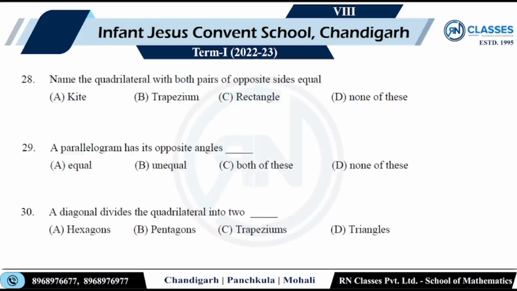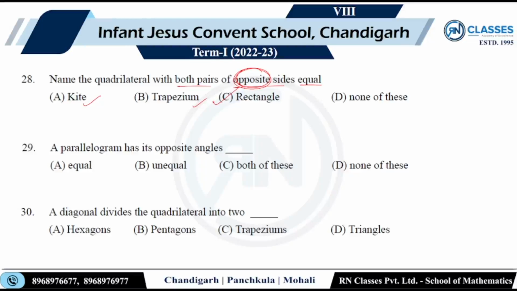Next part. Name the quadrilateral in which both pairs of opposite sides are equal. Both pairs of opposite sides. Opposite. Kite में opposite तो equal होती नहीं, trapezium में भी opposite equal नहीं होती, rectangle में होती हैं. C part is the option. D, none of these. क्यों करना है भाई? Rectangle पे मेरे को option मिल चुका है.